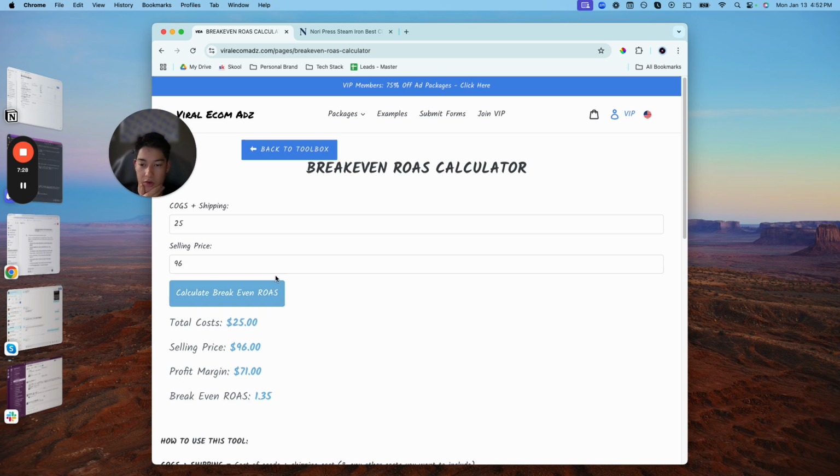If you know this already, great. If you don't, just keep in mind, before you launch a product, run through these numbers every single time. I take this into consideration for each product I test. So yeah, it's super important.